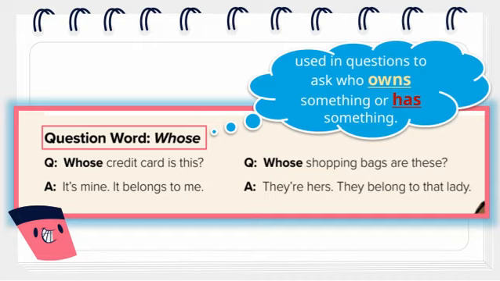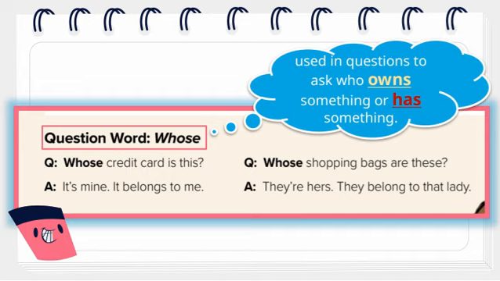This slide is about a very useful question word we use when we're trying to find out who owns something or who has a particular item. It's a simple yet powerful word that helps us clarify ownership or possession. When you want to ask, for example, who owns this book? Or who has the keys? You use this question word. It's especially helpful in conversations where identifying ownership is important.